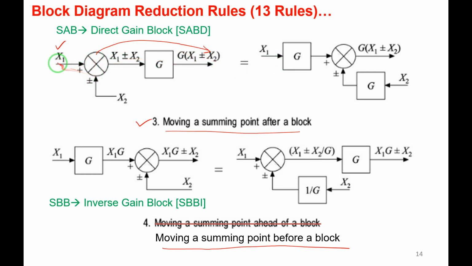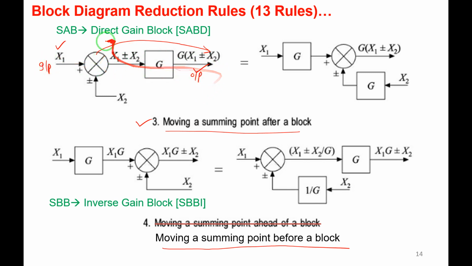There is a summing point, it is adding x1 and another signal x2. It may be plus or minus, generally they are shown. After the summing point, the output is x1 plus or minus x2, and G is here. The output is G, the transfer function, multiplied by this input signal x1 plus or minus x2. So this is the input and this is the output.